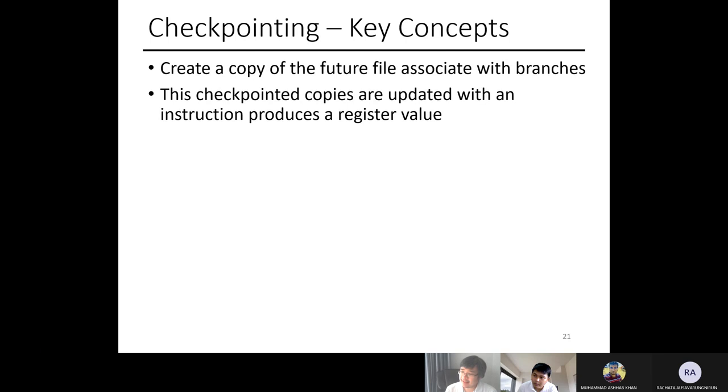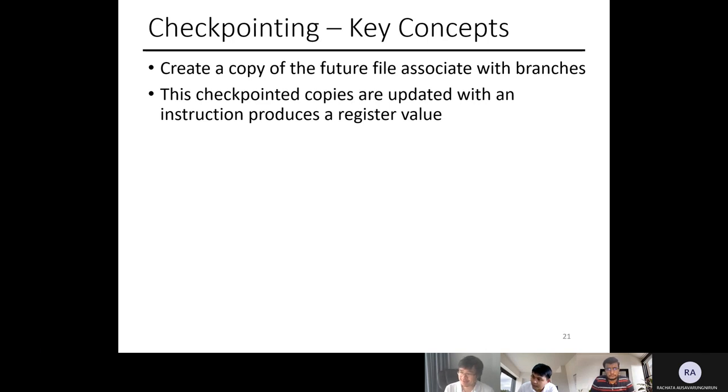Think of this like when you play a game. Before you fight a boss, you have to save your game. In this case, you save the future file and you mark the entry in the register aliasing table to say, hey, that's a branch. That's before the branch happened and this is after the branch happened. So you know what to revert back to essentially.